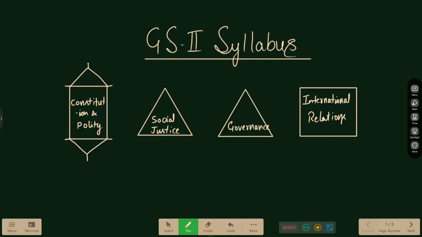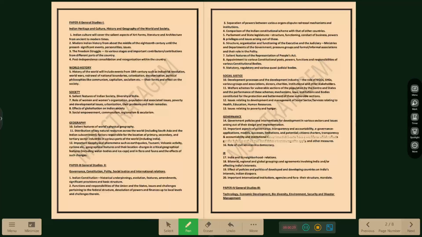In the last class, I had discussed my stratagem to remember the syllabus of GS1. In a similar manner, today we are going to cover the syllabus of GS2 using these diagrams. Have a look at the GS2 syllabus given in the notification of UPSC.